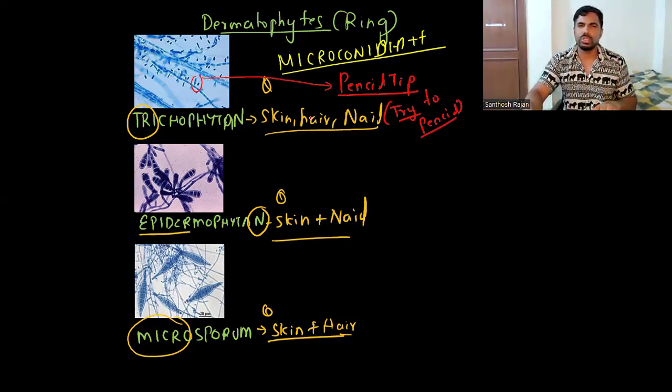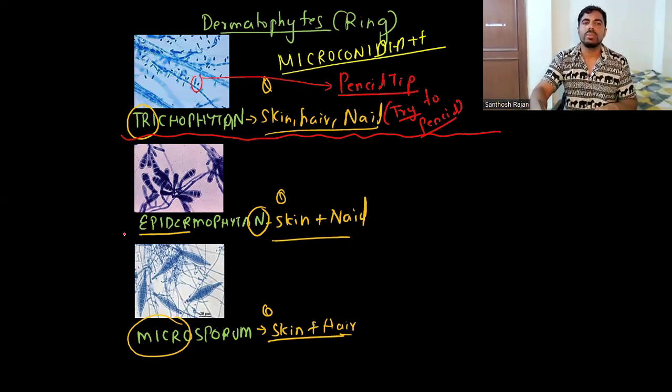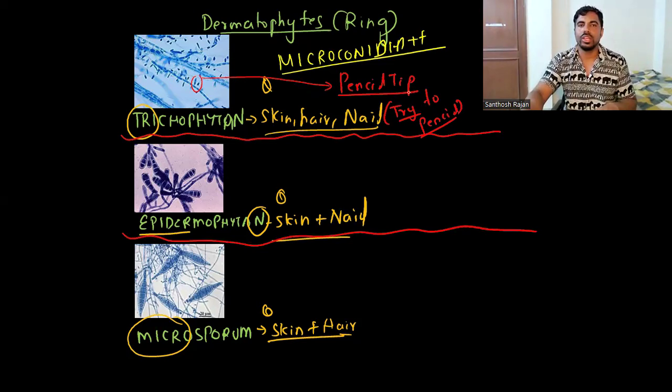You don't have to think too much. Don't make a lot of mnemonics and confuse yourself. First time when you start as a baby, when you start to write, you write with a pencil. So pencil tip macroconidia. I'm talking about macroconidia. Macroconidia will be your Trichophyton.